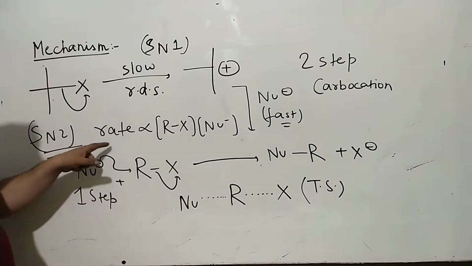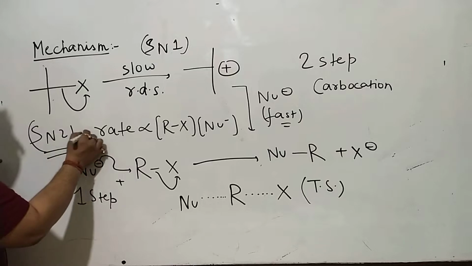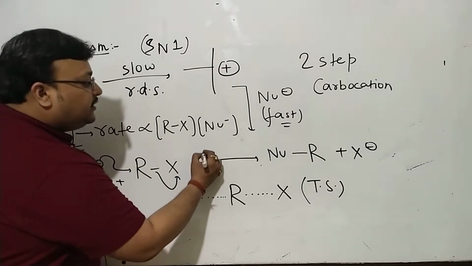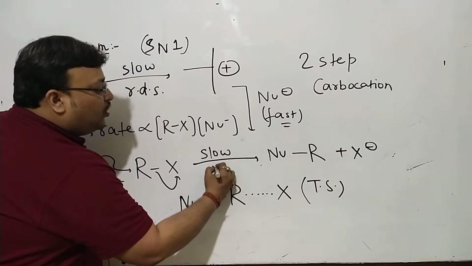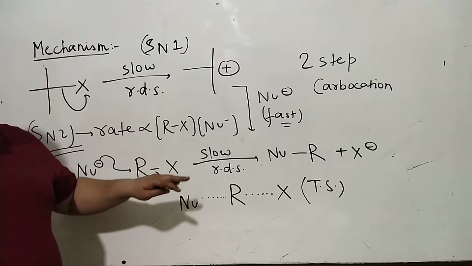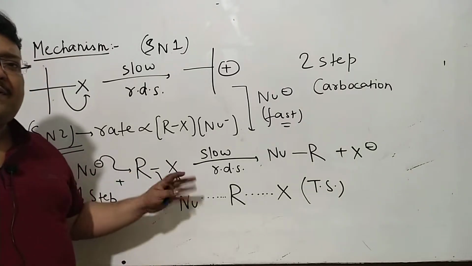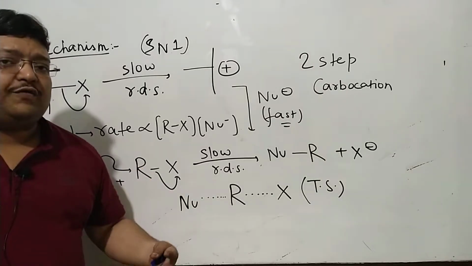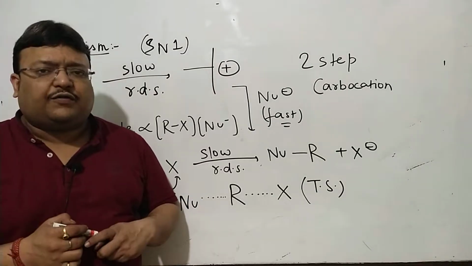And here, in SN2, to keep both of them in the rate law expression, both are in the only slow or rate determining step. There is no second step, it's all happening in one step. That is the only slow step, rate determining step, and naturally दोनों का concentration will affect the rate of the process.